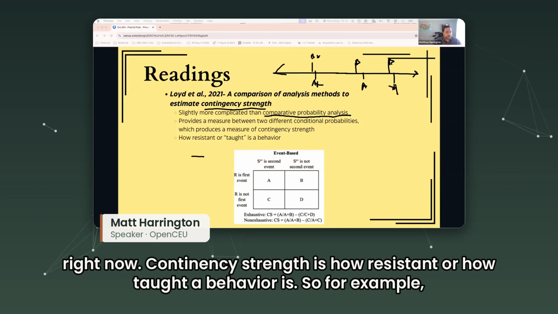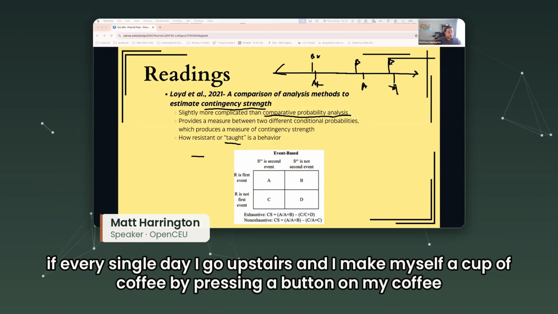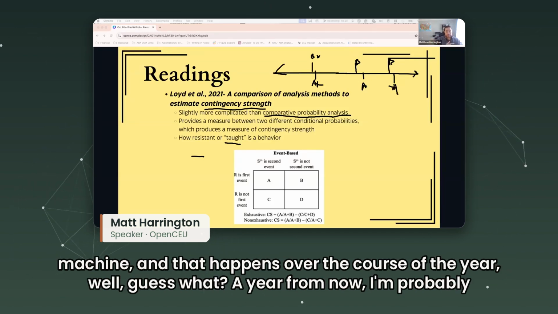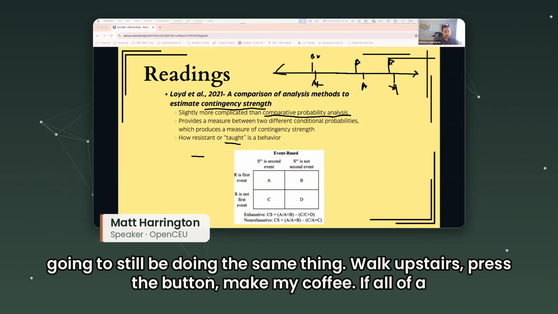Right now, contingency strength is how resistant or how taught a behavior is. So for example, if every single day I go upstairs and I make myself a cup of coffee by pressing a button on my coffee machine, and that happens over the course of the year, well, guess what? A year from now, I'm probably going to still be doing the same thing. Walk upstairs, press the button, make my coffee.